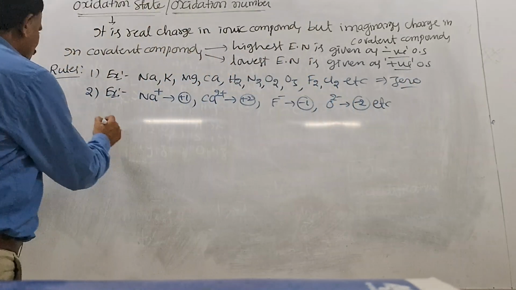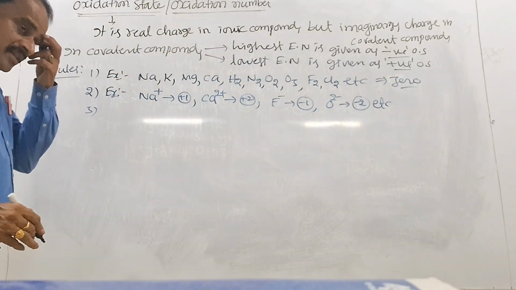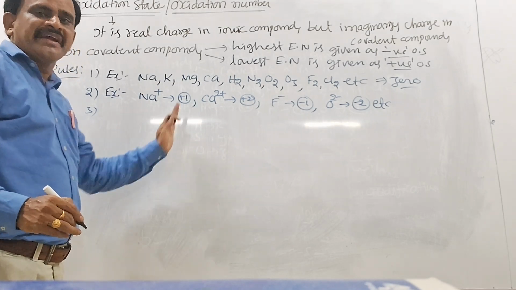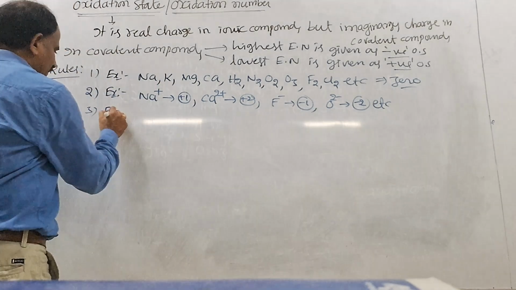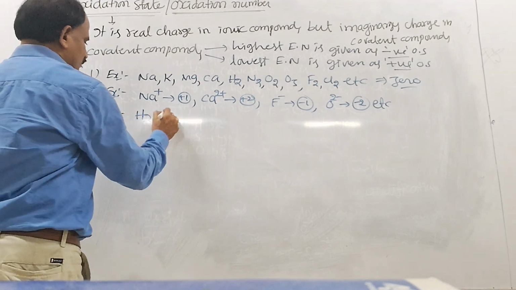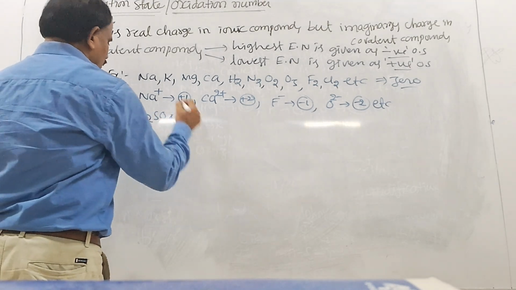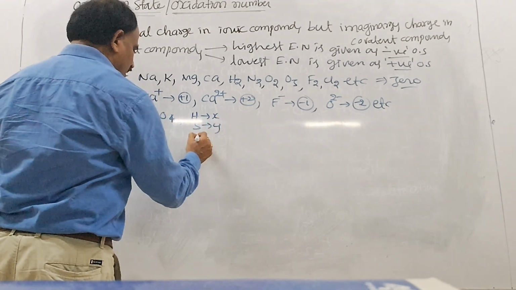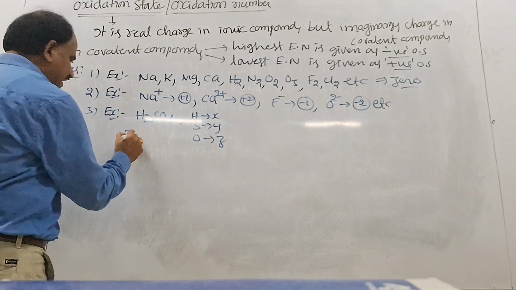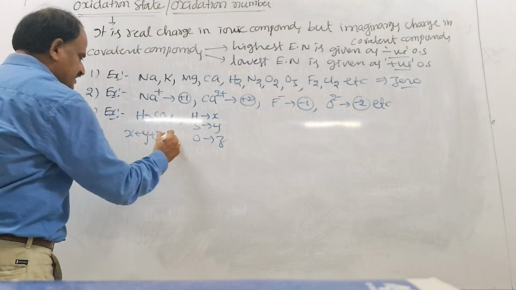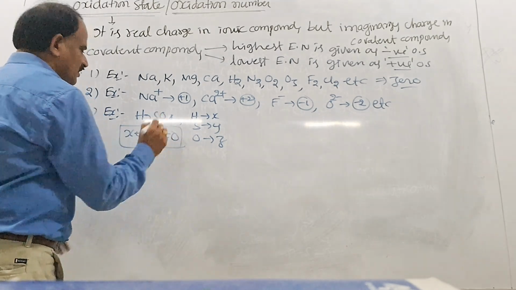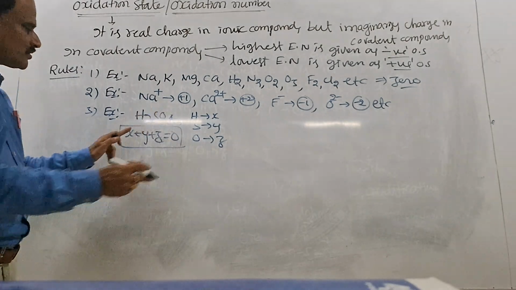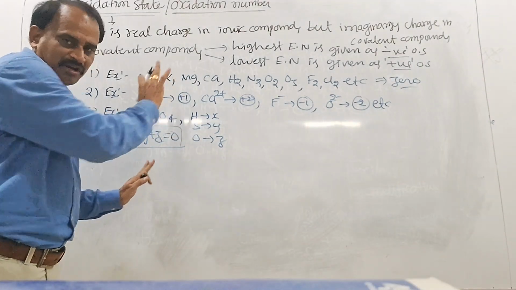Okay. Next, rule number 3: the sum of the oxidation states of all atoms in a molecule is 0. For example, take sulfuric acid, H2SO4. Now, oxidation state of hydrogen taken as X, sulfur taken as Y, oxygen taken as Z. The sum X plus Y plus Z is 0, because the total of the oxidation states of hydrogen, sulfur, oxygen equals 0, since it is a neutral molecule.